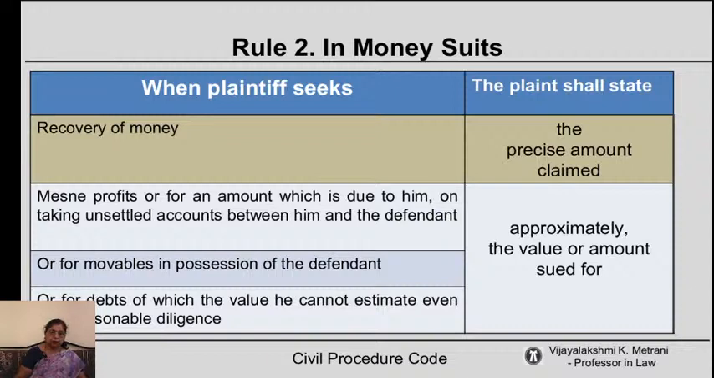Rule 1: these are the general things. In rule 2, in money suits, we are coming to different kinds of suits. Rule 2 speaks about when the plaintiff seeks recovery of money. When the plaintiff seeks recovery of money, the plaint shall state the precise amount claimed. Precise amount, a definite amount, must be stated.